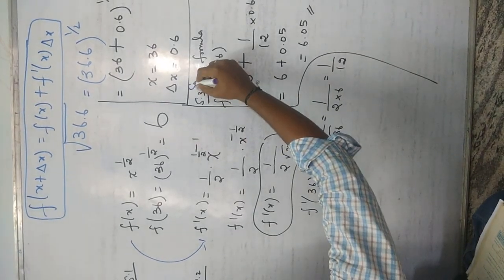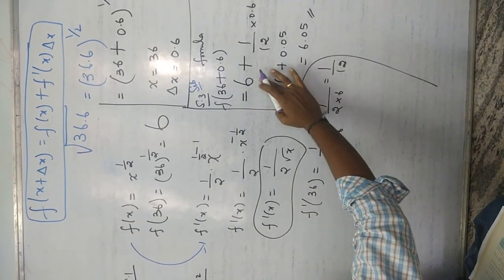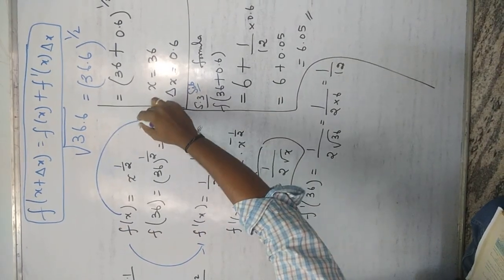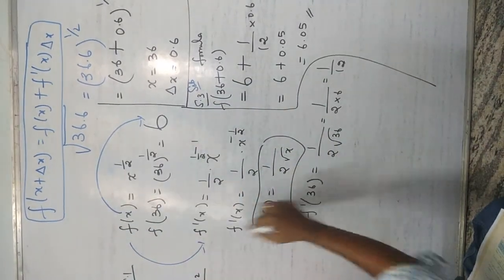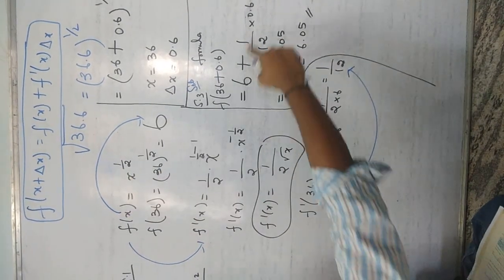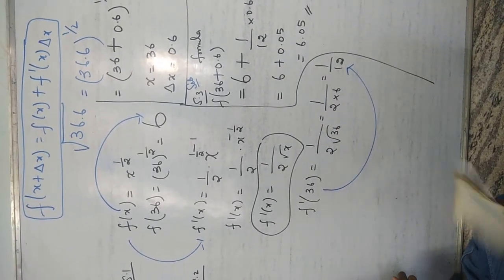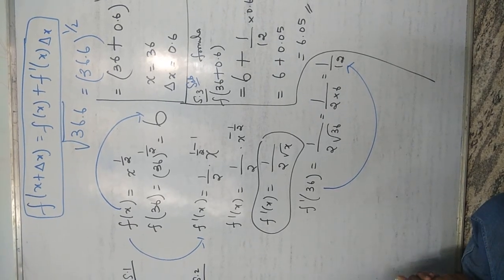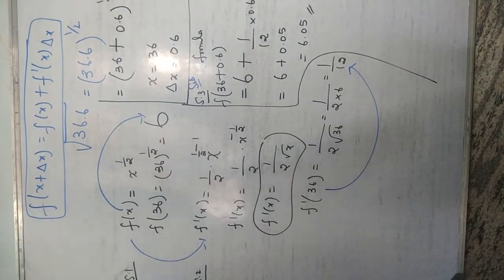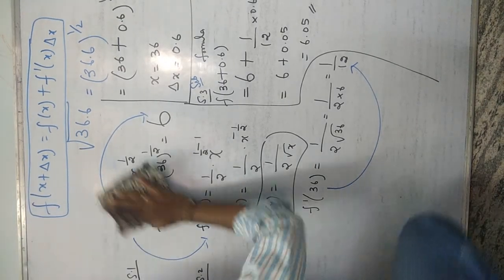Next, substitute in the formula: f of x plus delta x is equal to f of x. What's the value of f of x? It is 6, plus f dash of x value 1 upon 12 times delta x value 0.6. Calculate, you get 6.05. Those who have not understood, those who have not seen the video, I'll move on to the second sum, that is square root of 25.3. I'll wipe this out and explain the second sum.